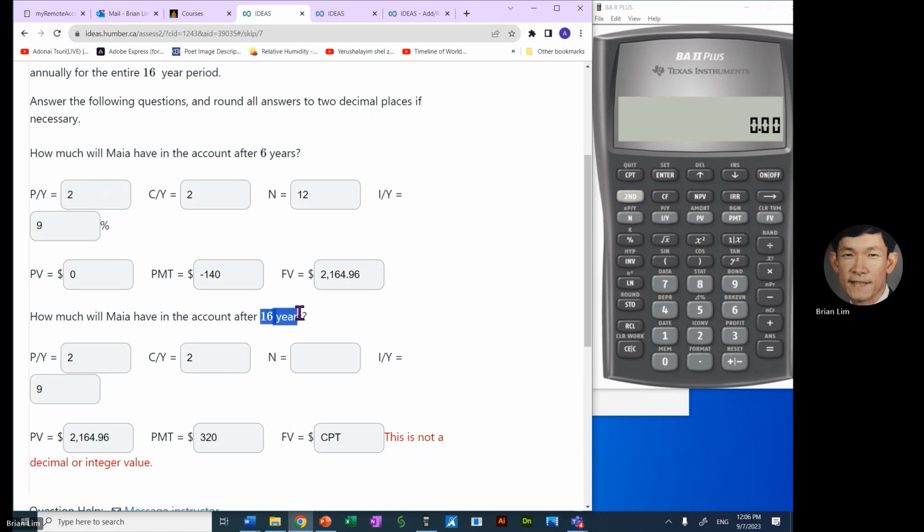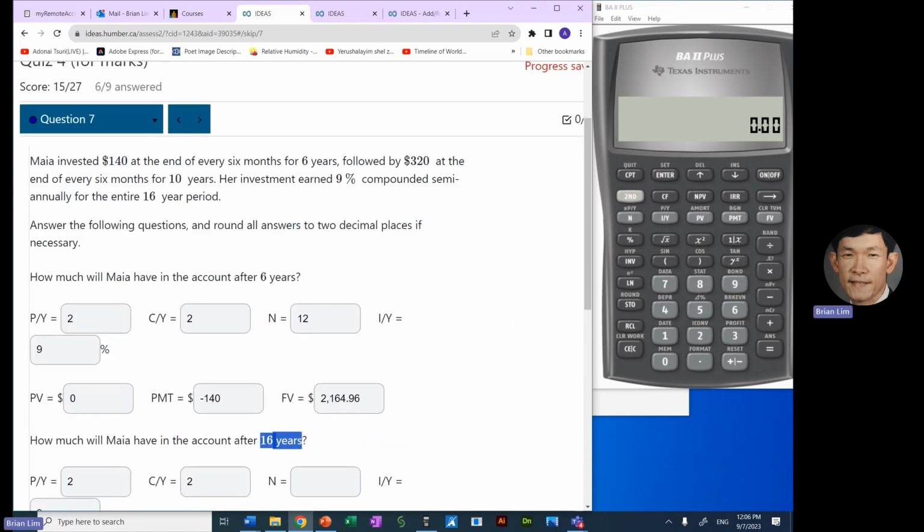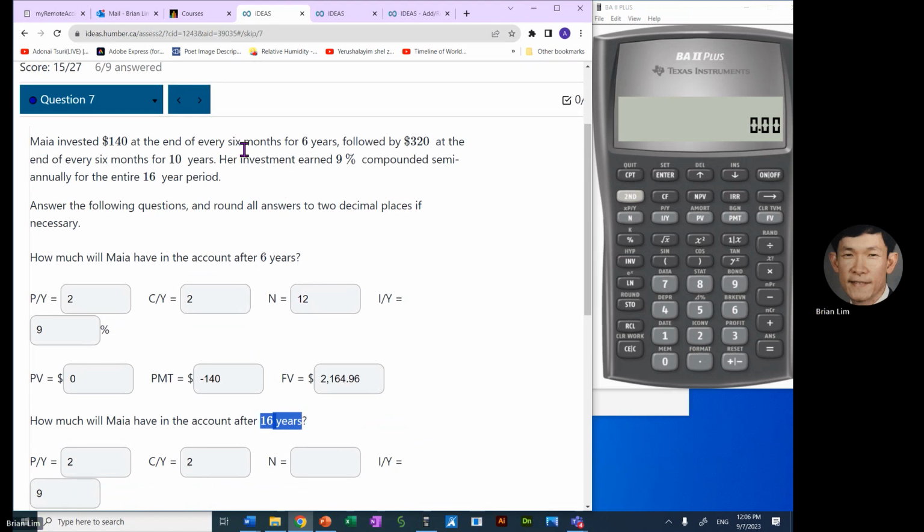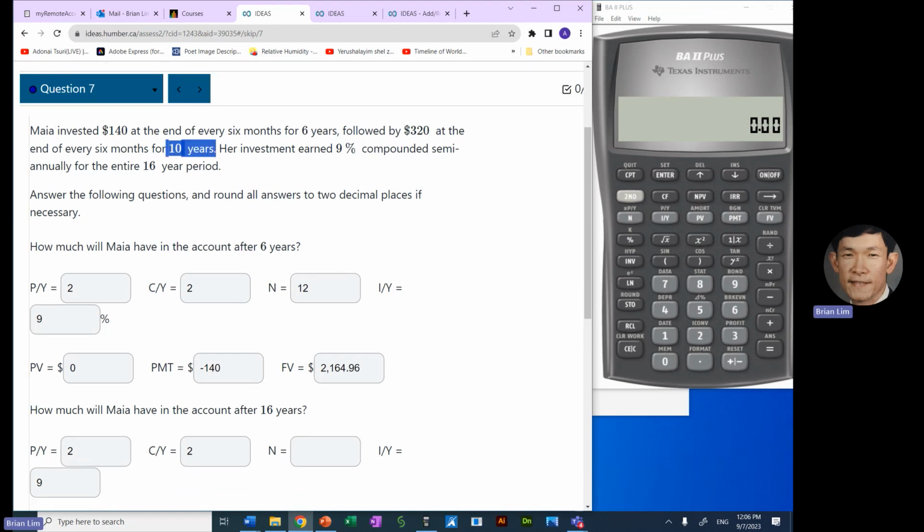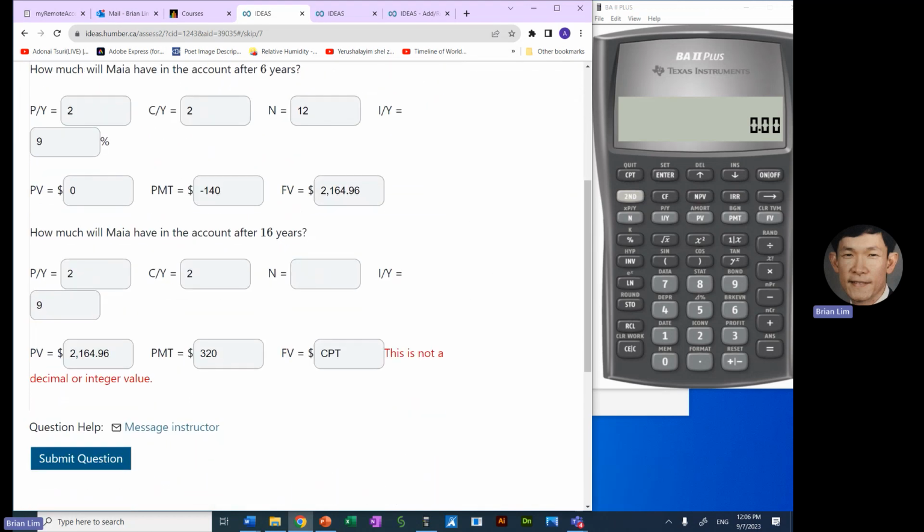I think we need to be careful. Let's read the question properly. It's really 6 years and 6 plus 10, so in this second part, we are using 10 years, not 16. So there we go: 10, second, N, N. So N turns out to be 20. IY is 9.